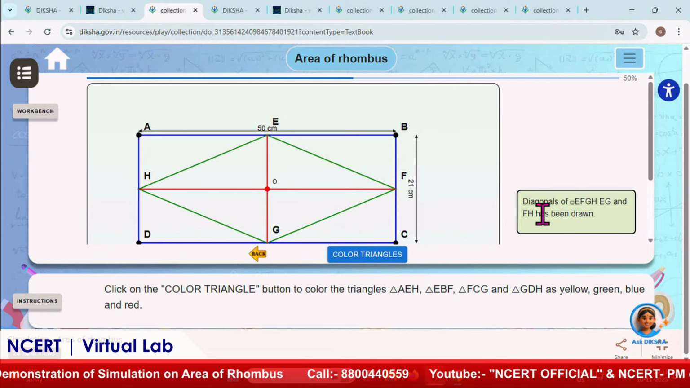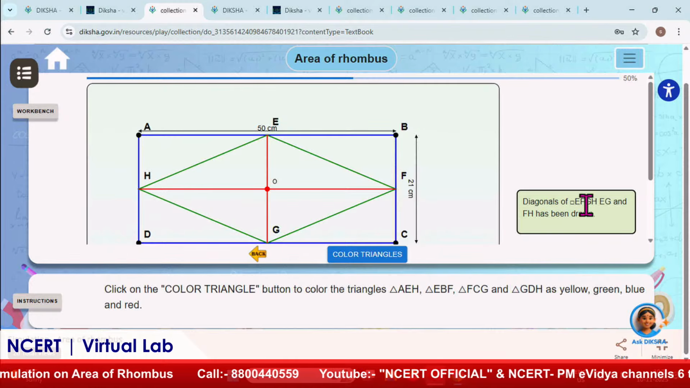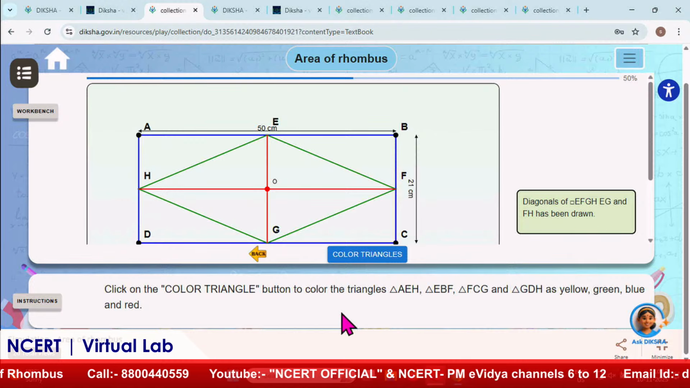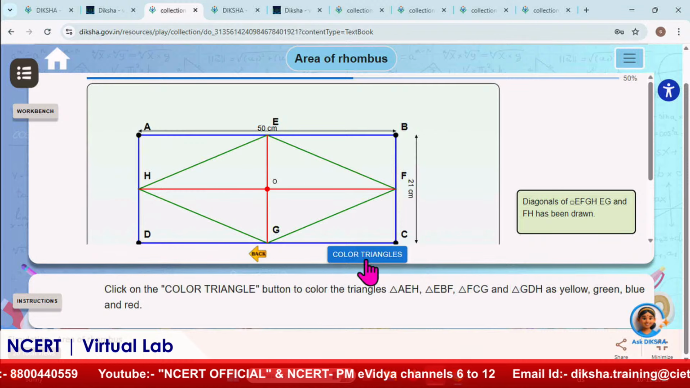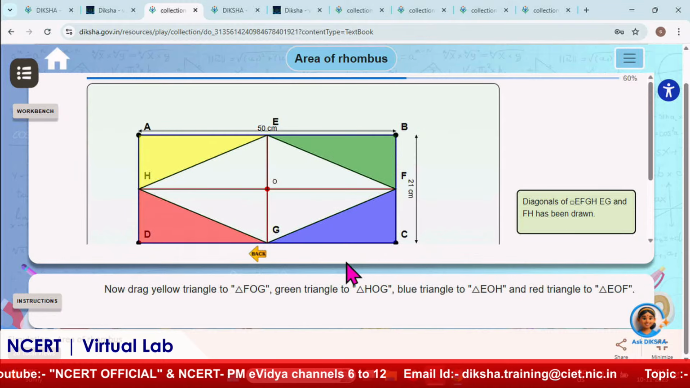This way we can see that the diagonals of EFGH, EG and FH have been drawn. Again, click on the color triangle button to color these triangles. Okay, so there are 4 triangles given, and we have to click on the color triangle box.